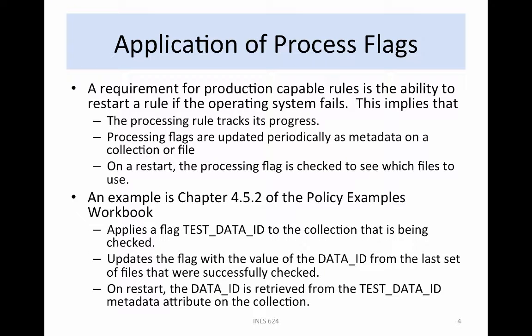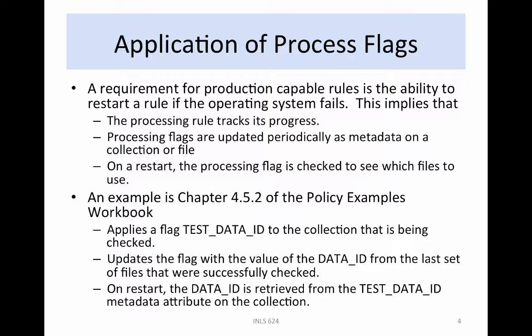A requirement for a production-capable rule is the ability to restart the rule if the execution or the operating system fails. Rules that have this capability are called idempotent. They can be restarted and will pick up where they left off. To build an idempotent rule, the following steps are needed.